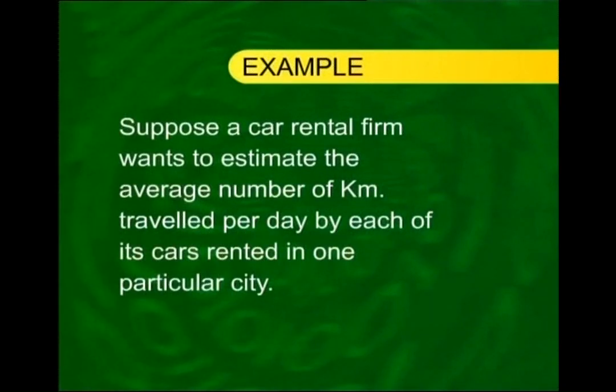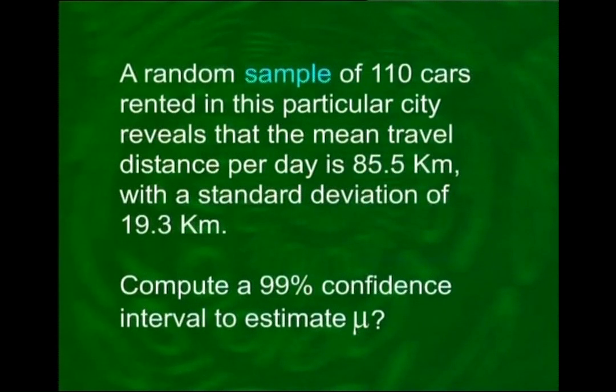Let us now have a look at another example. Suppose a car rental firm wants to estimate the average number of kilometers traveled per day by each of its cars rented in a particular city. A random sample of 110 cars rented in this city reveals that the mean travel distance per day is 85.5 kilometers with a standard deviation of 19.3 kilometers. Compute a 99% confidence interval to estimate mu.